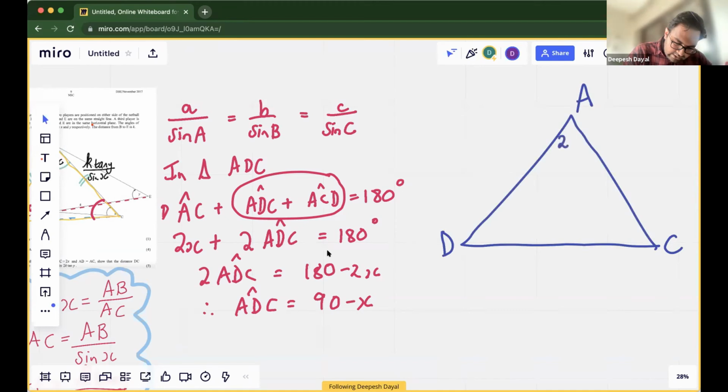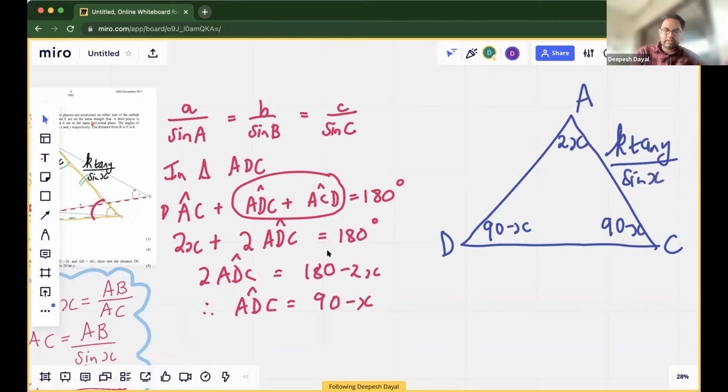This one is 2x. This one here is 90 minus x. And here we have 90 minus x. And then here we have k tan y over sine x. Okay. And we're going to solve now.